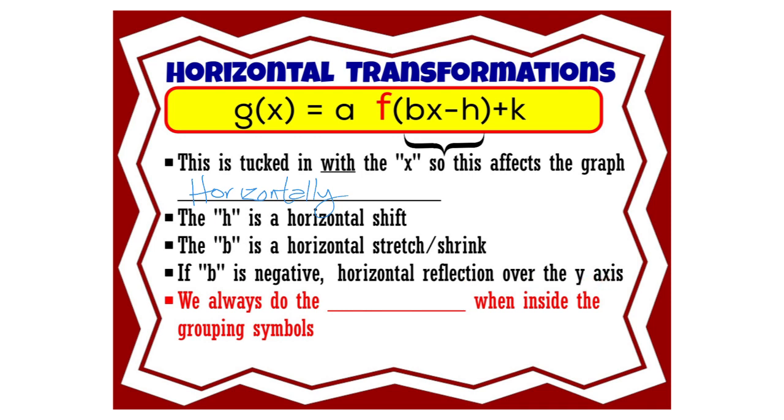Now, the thing that's special about anything inside the grouping symbols, anything that deals horizontally, is that we always do, you remember this from Algebra 2, the opposite of what you would think. So when this is a minus sign and you feel like it should go left, nope, it actually goes right. The bigger that this B value gets, if it's a 3, a 4, a 5, that feels like it should be stretching your graph. But nope, it does the opposite. It actually shrinks. So everything inside grouping symbols, we're going to think about doing the opposite.